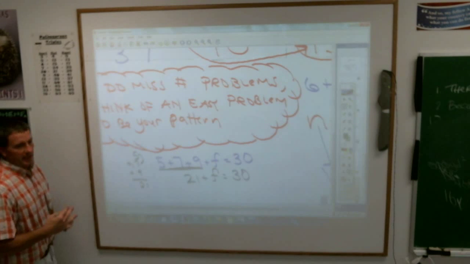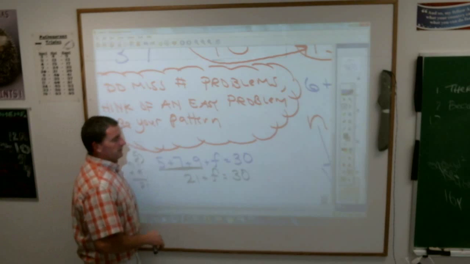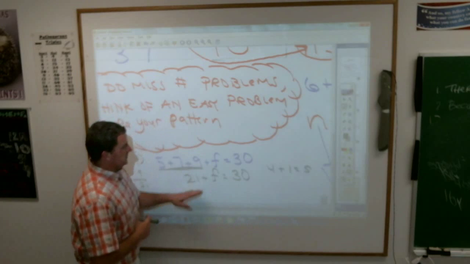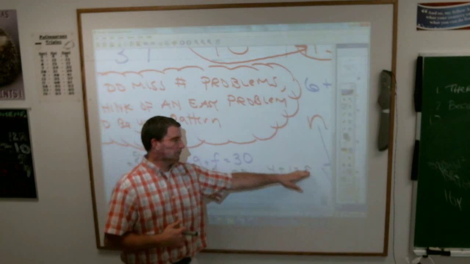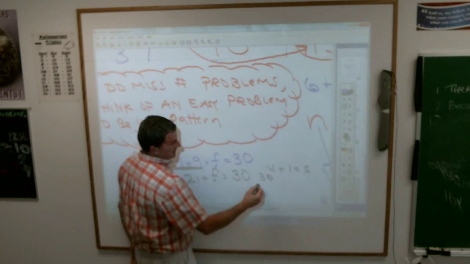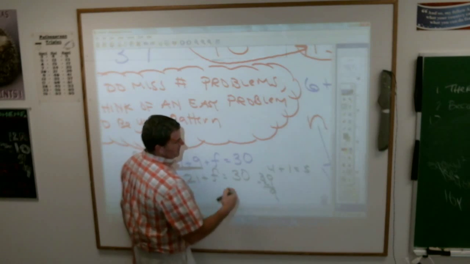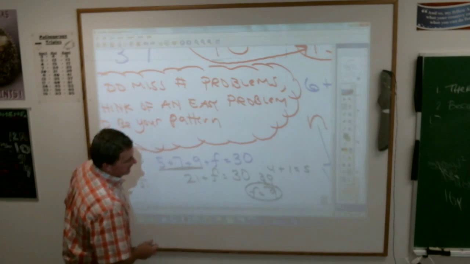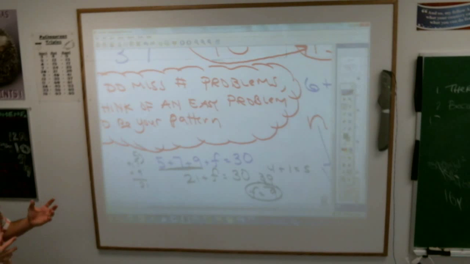And then you're to the point where you go, okay, let's think of an easy problem like 4 plus 1 is 5. If I'm missing the middle here, what do I do with 5 and 4 to get 1? Subtract again. So 30 minus 21 is 9, and that's what the letter F is. F is going to equal 9. And again, with addition, it's always easy because it's always subtracting, but when we get to other types of problems, it's not always the same, and that's why we think of an easier problem.